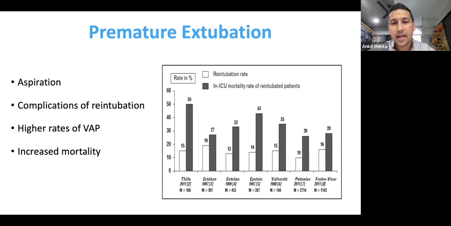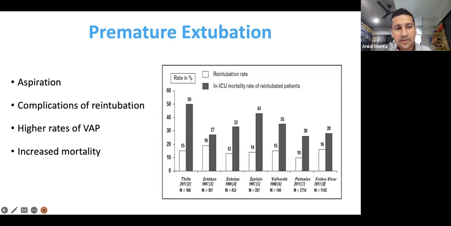But look at the ICU mortality of the patients who were reintubated, and these are all pediatric ICU patients. In some of the studies it is almost 50%, and it may be as low as around 25 to 27%, which is around one quarter of your children dying if you prematurely extubate them, or if they require a reintubation. All of them is the same thing.